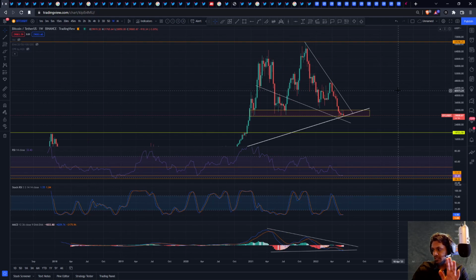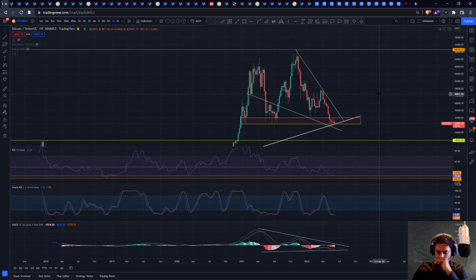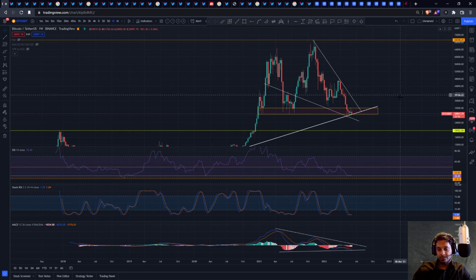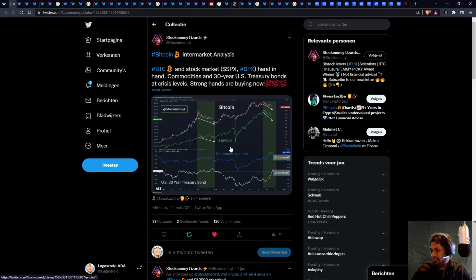So this is basically how I analyze the chart. It's not rocket science, just basically drawing some lines, reading some indicators, and also looking at the macro perspective on the market. That's what I'm doing. So let's just jump into the tweets that I've gathered for all of you guys. We're gonna go back to Stock Money Lizards on Twitter. I'm gonna read it out for you guys.